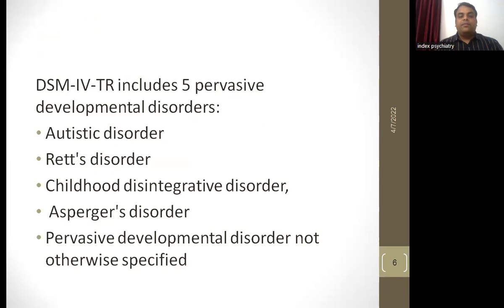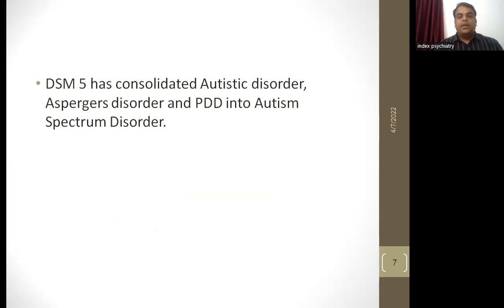DSM-4-TR includes 5 pervasive developmental disorders: autistic disorder, Rett disorder, childhood disintegrative disorder, Asperger's disorder, and pervasive developmental disorder not otherwise specified. DSM-5 has consolidated autistic disorder, Asperger disorder, and PDD into autism spectrum disorder.